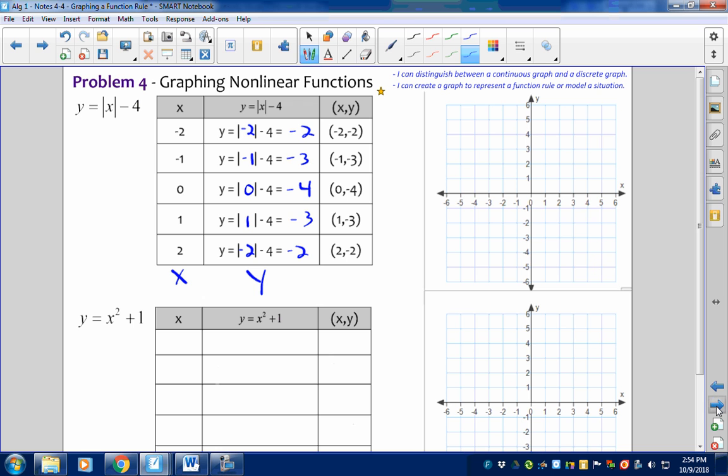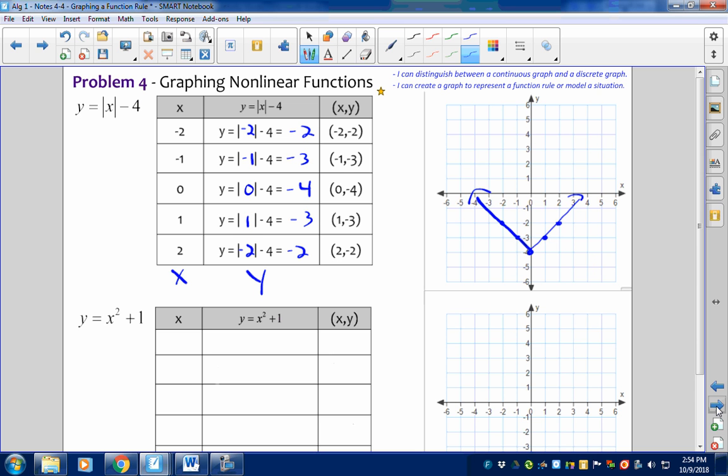Here's what it looks like on the graph. -2, -2. It's kind of like the flock of geese function. You'll see why in just a minute. -1, -3, flock of geese. 0, -4, 1, -3, and it's gonna be like a V. 2, -2. Is this discrete or no? No, we can connect the dots because it can be anything in between. You can plug in decimals.